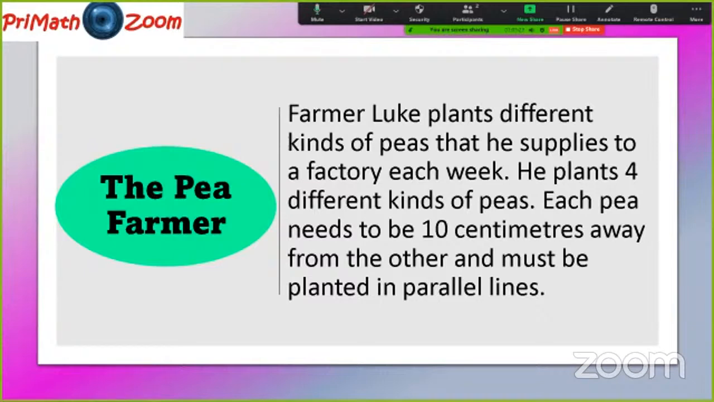All right. So there are some things that we need to think about. We know that a farmer is a person that plants things. They have a farm and they would plant many different things like fruits and vegetables and peas, like in this case. Some farmers plant ground provisions.